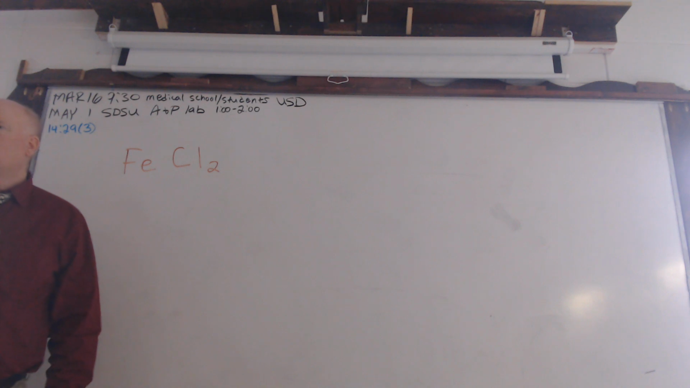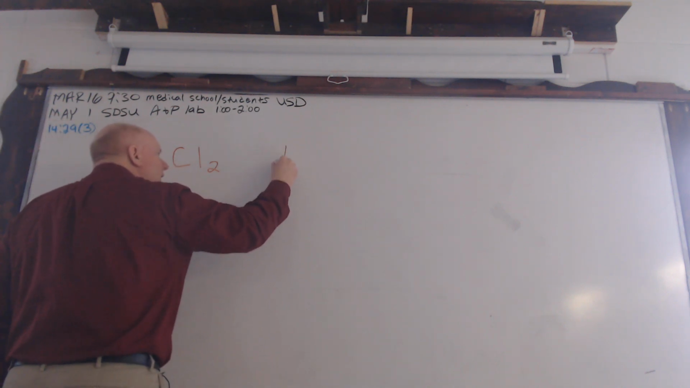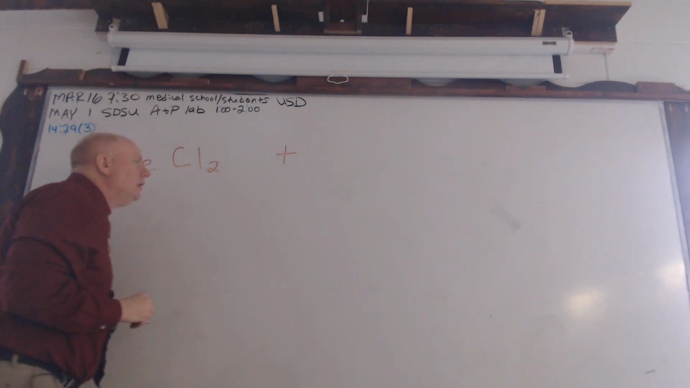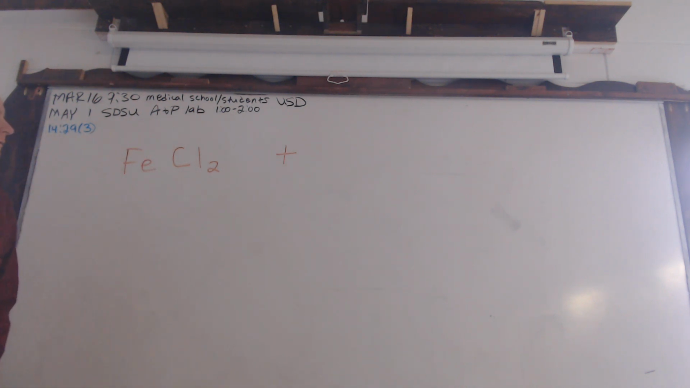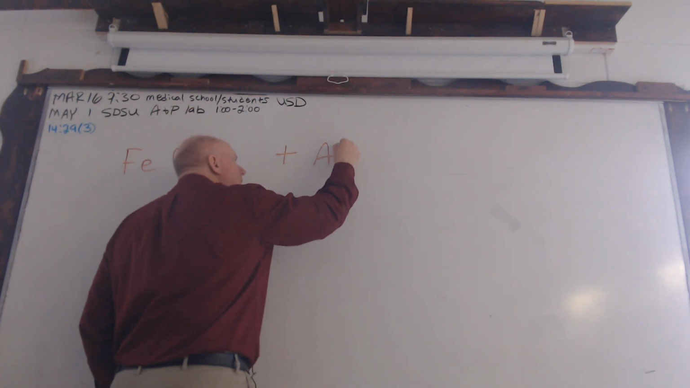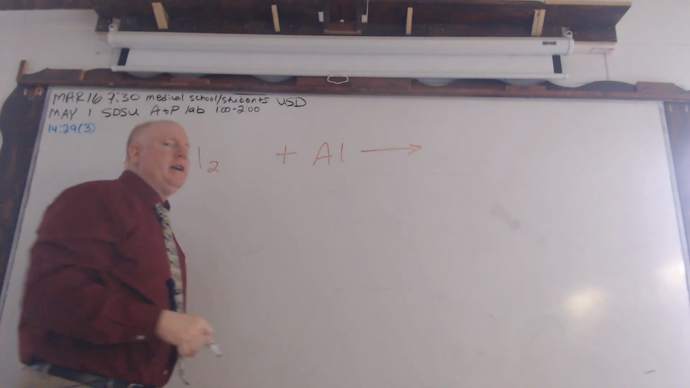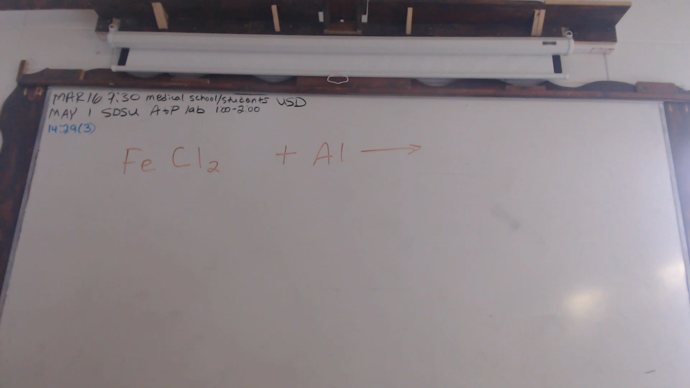So then let's go ahead and react that with maybe a metal that's possibly more active than that. We'll say aluminum. Everything on the left of that arrow is called a what? A reactant. Everything to the right of that arrow is going to be what? In a chemical reaction, the product.